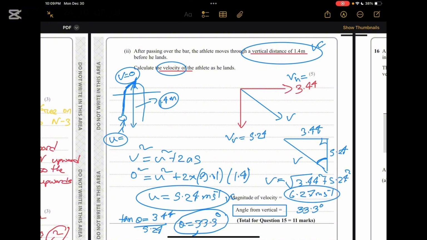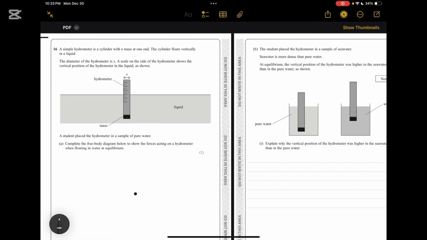Now heading towards question number 16. Alright, so let's start question number 16. A simple hydrometer is a cylinder with mass at one end. So this is a hydrometer which has a mass at one end. The cylinder floats vertically in a liquid. It is immersed in liquid.